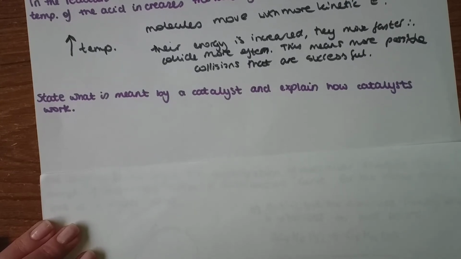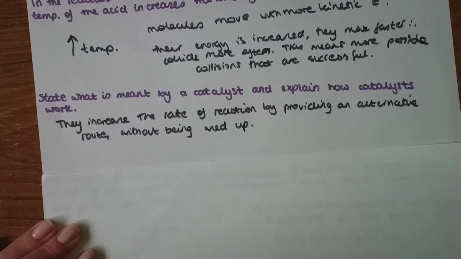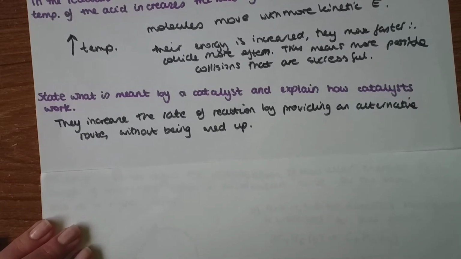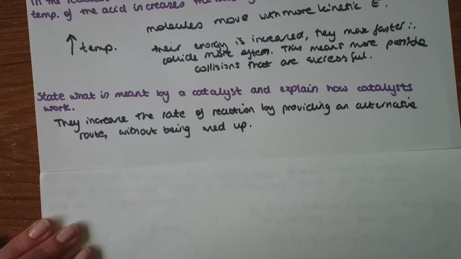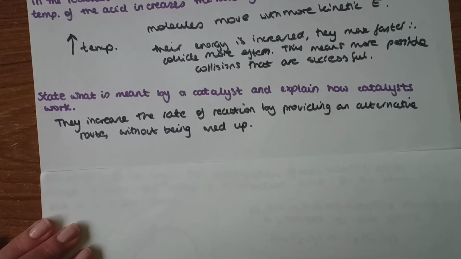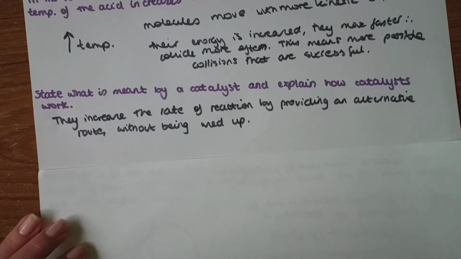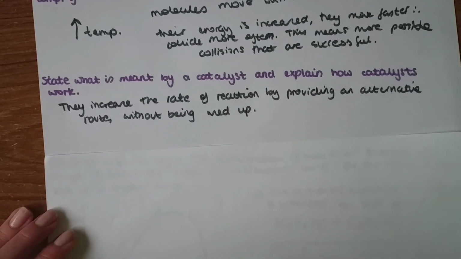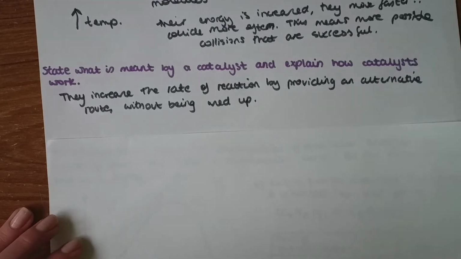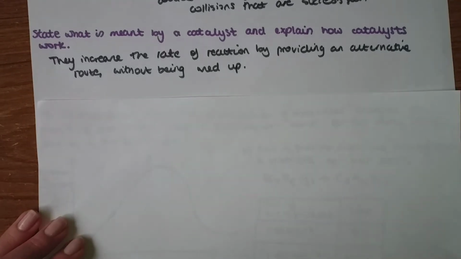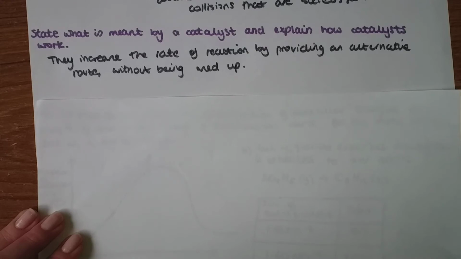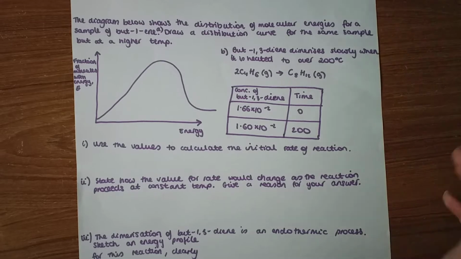State what is meant by a catalyst and explain how catalysts work. So the definition you need for catalysts is they increase the rate of the reaction by providing an alternative route without being used up. And this alternative route means a route with a lower activation energy, so less energy that the particles need to gain to collide successfully. This means they increase the rate of reaction. And here's the next question.